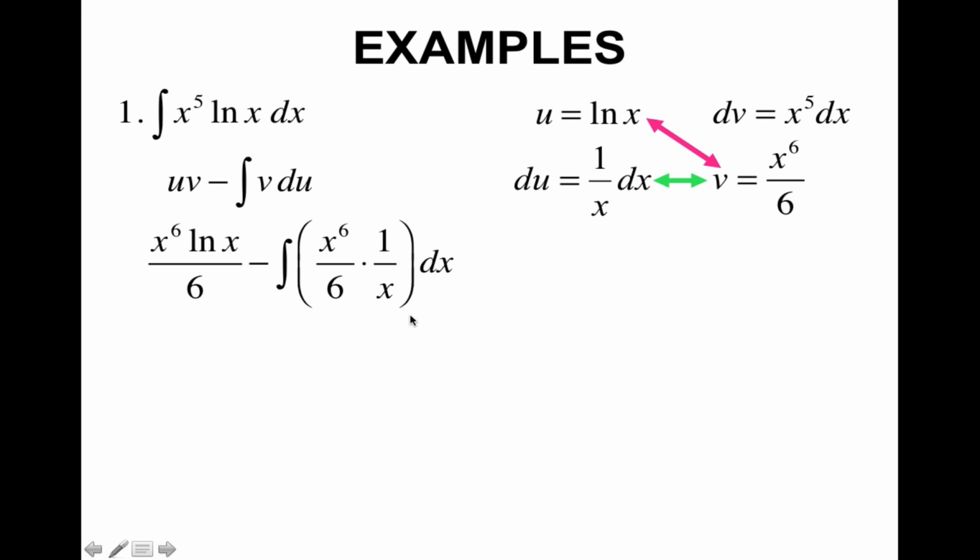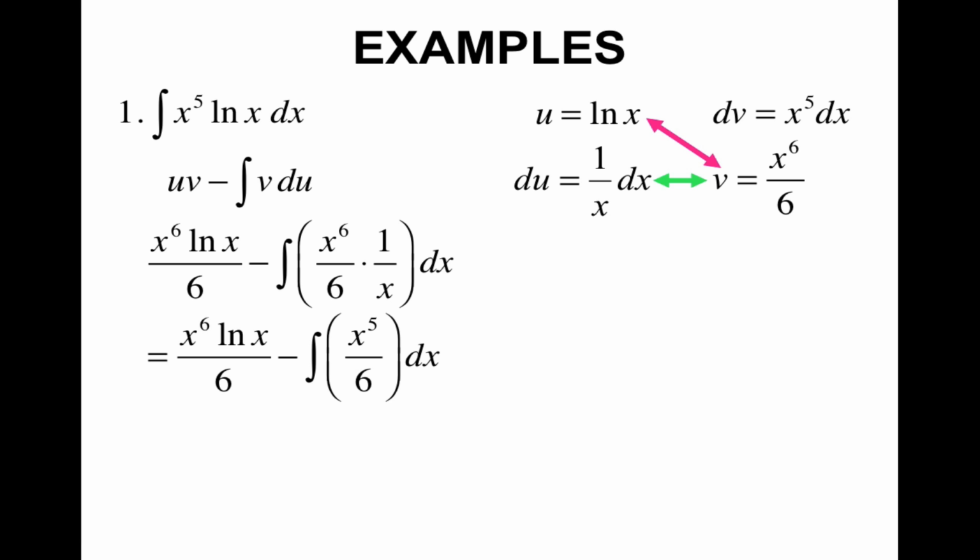So when I set this up, I have ln x times x to the 6th over 6 minus the integral of x to the 6th over 6 times 1 over x dx. So I'm now going to have to see if I can simplify this integral and see if this is something that I can take the antiderivative of.